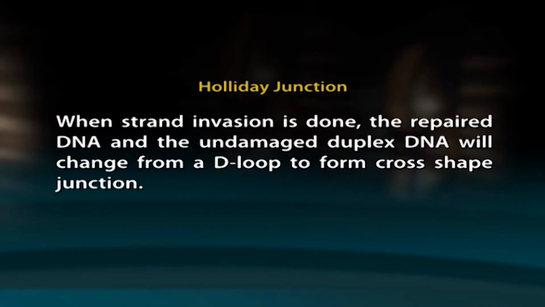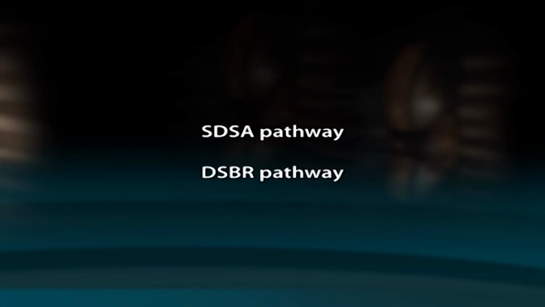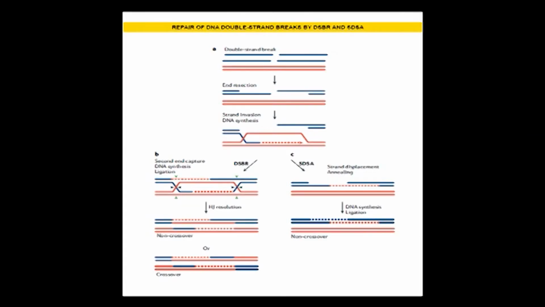RAD51 will catalyze the strand exchange in a D-loop shape and the DNA synthesis will happen on the invading strand. When this is done, the repaired DNA and the undamaged duplex DNA will change from a D-loop to form a cross-shaped junction, also known as a Holliday junction. There are two main models which suggest the pathways by which the Holliday junction DNA will break into two separate strands: the SDSA pathway and the DSBR pathway. The figure on the screen shows the SDSA pathway with no crossovers.